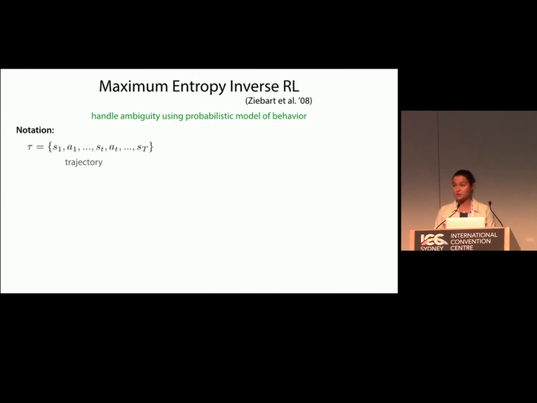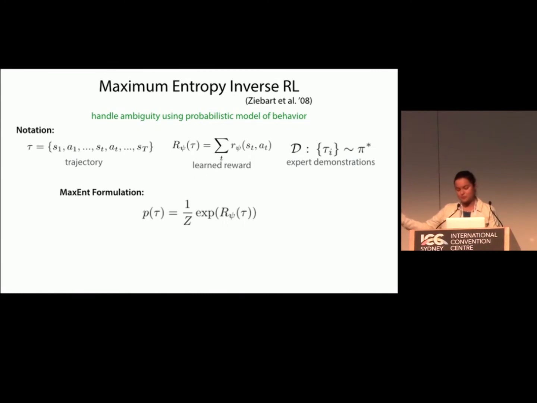I'm going to use tau to denote a trajectory, a sequence of states and actions. I'm going to use little r to denote the reward function, parameterized by phi here. This could be, for example, a neural network, a linear function, or a Gaussian process. And I'm going to use a capital R as shorthand to denote the sum of rewards over time of a trajectory. And then lastly, I'm going to use D to denote a set of expert demonstrations that are rollouts from an expert policy.